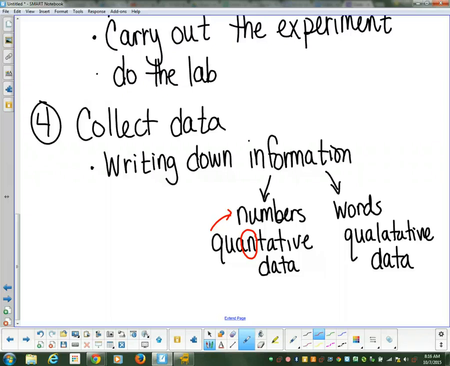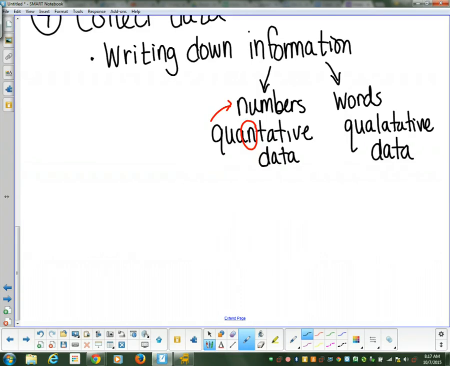All right. So now that we've collected the data, we are up to the final step of the scientific method. Does anybody know what the final step of the scientific method is? Yep. Come up with an answer? Yeah. We call it draw conclusions.